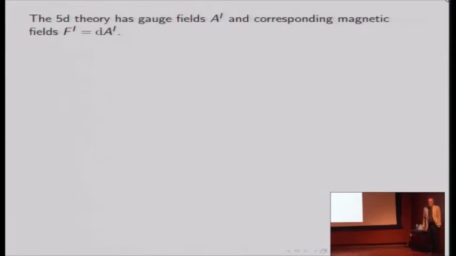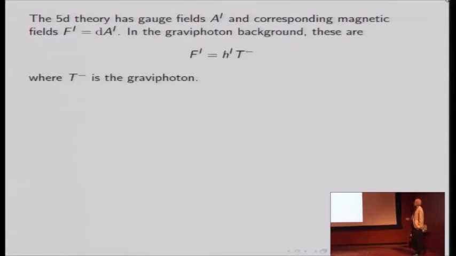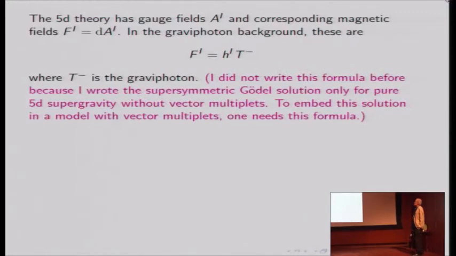Now, we also need to know, as well as the mass, how the BPS state couples to gauge fields. The 5-dimensional theory has gauge fields AI that I introduced at the beginning, and it has corresponding magnetic fields Fi. In the graviphoton background, the magnetic fields are the moduli, the Kähler moduli, times the graviphoton. Now, I've written in red an explanation of this. I didn't want to make the lecture clumsy at the beginning, so I only wrote down the supersymmetric Gödel solution the way that Gauntlett wrote it down, for pure supergravity without vector multiplets. You have to embed that solution in a model that also has vector multiplets, and to make that embedding, you need this formula.